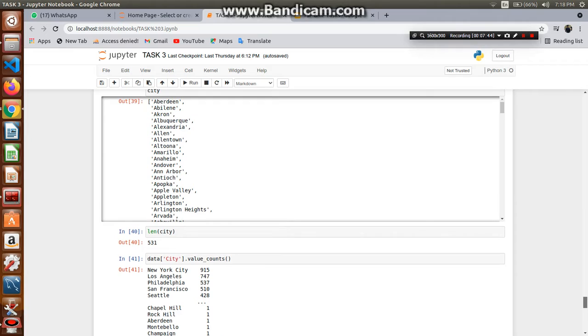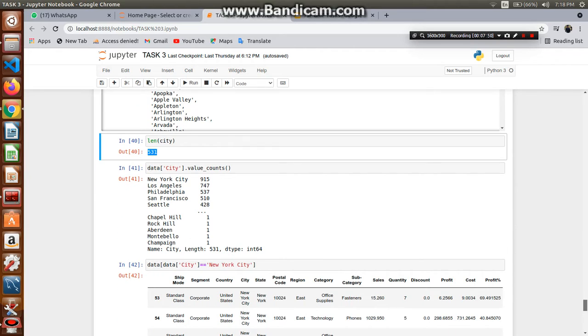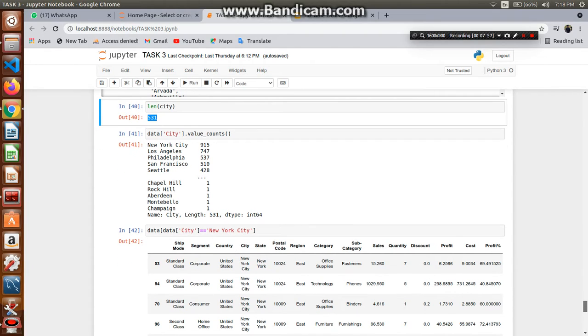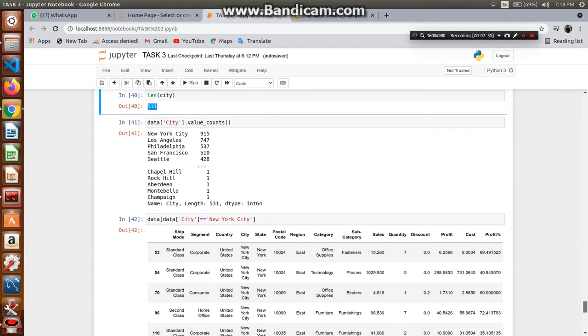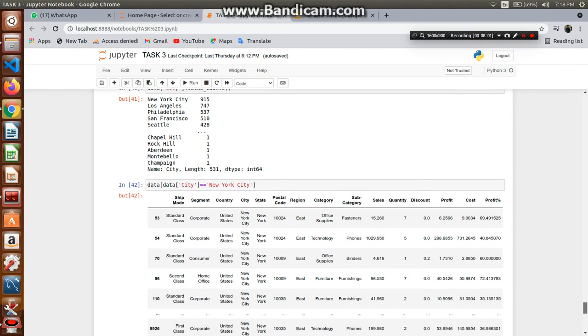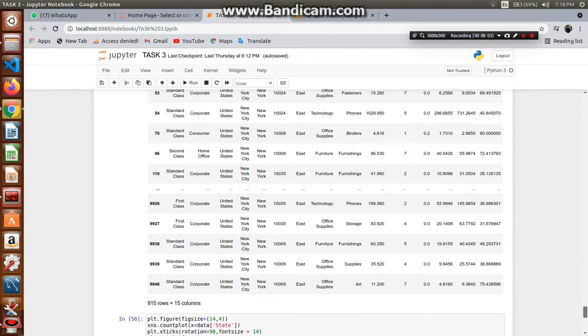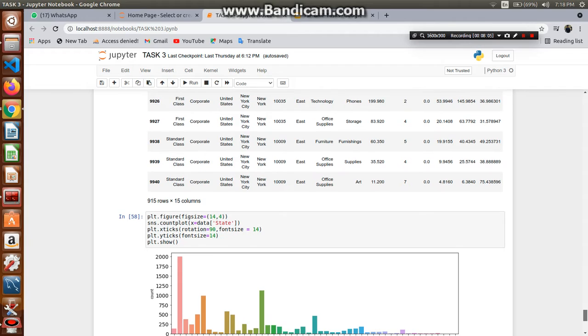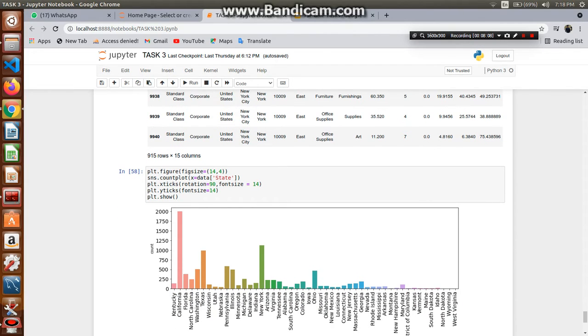There are 531 cities in which a supermarket is present, and New York City has the most supermarkets, that is 915. Still, it isn't the highest sales making city. So we need to have a look at New York City as well, in order to see how we can make it the most profit making and sales making city. You can see over here that California is the highest profit making and sales making state, followed by New York. New York is the second.